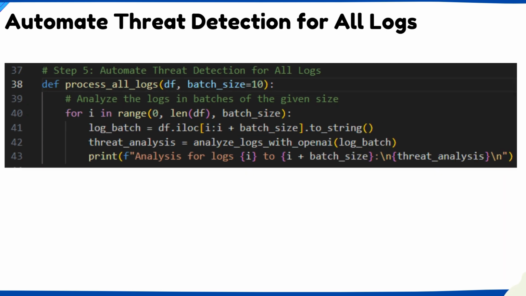Instead of manually analyzing each set of logs, we'll automate the process. This script will send batches of logs to OpenAI and analyze the responses for any sign of malicious activity. Here, we analyze the logs in batches of a given size. Then we use for i in range. Here, then print the analysis for the logs. This way, we can process hundreds or thousands of logs efficiently and get detailed feedback on potential threats.